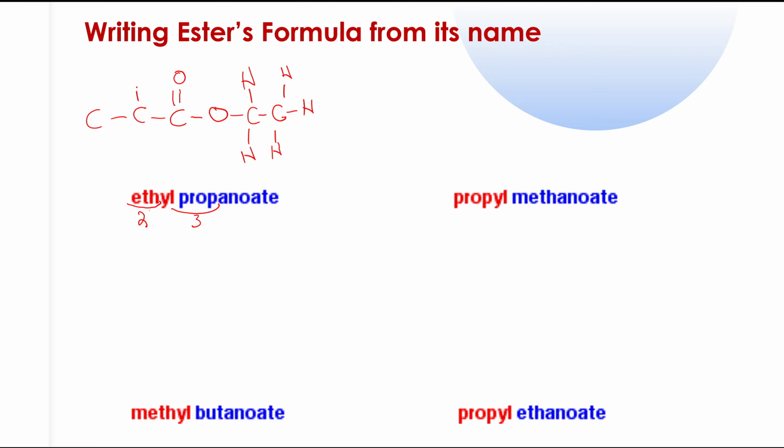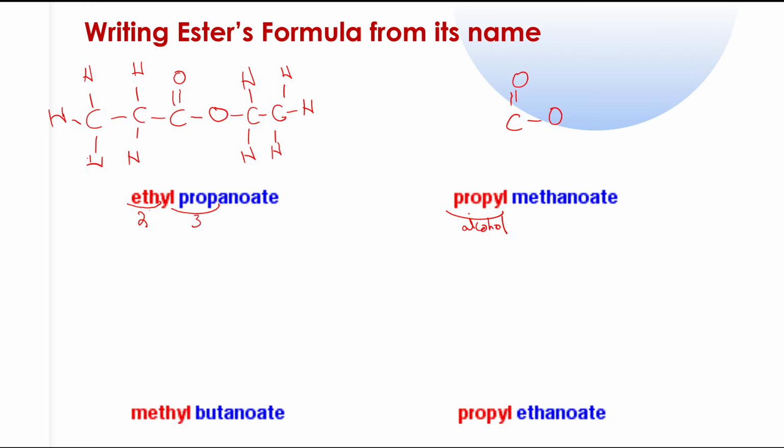And this is how we deduce the formula from the name. Now let us go to the other 3. I hope you paused and tried to answer. We draw the functional group. And after that, the first part is the alcohol part.